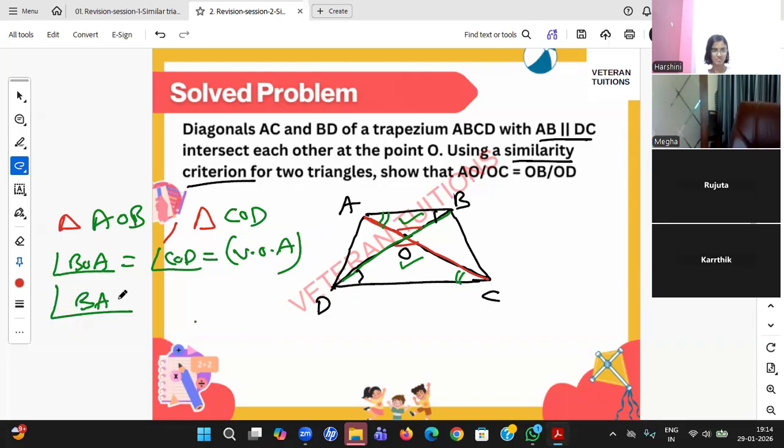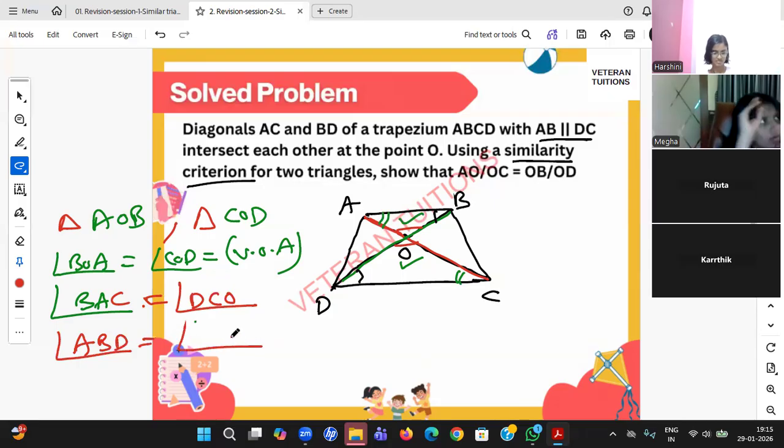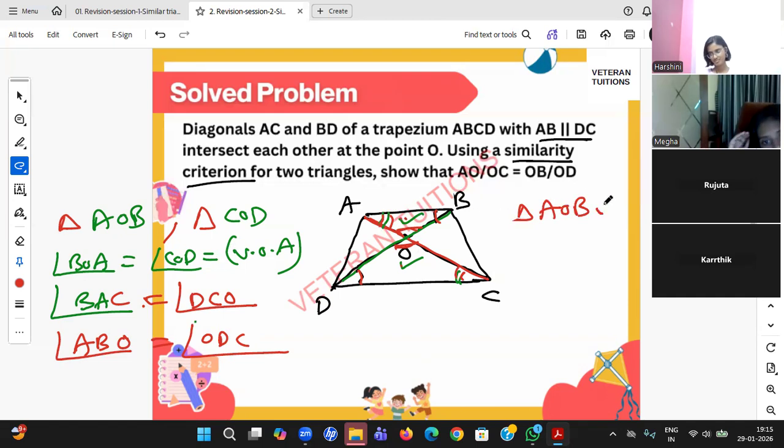Okay, AAA. Or you can just stop with AA also. Right now I'm taking AAA, three angles. Angle BAO equal to angle DCO, angle ABO equal to angle CDO. Okay, students, three angles are equal. This one vertically opposite, this one alternate angles, this one alternate. By these three, you can say triangle AOB is similar to triangle COD.